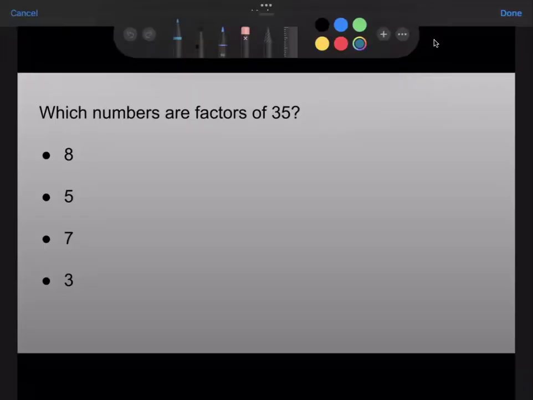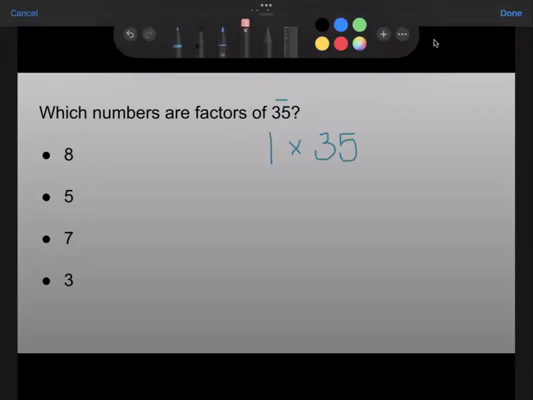Okay, here is our next one. Which numbers from this list are factors of 35? So let's start by listing some factors of 35. I know that I can do 1 times 35. I also know that 2 doesn't work because, again, 35 is not an even number. 3 doesn't work because, and here's a little trick for 3, if I add the digits together, 3 plus 5, I get 8. 8 cannot be divided by 3, so 3 is not a factor.